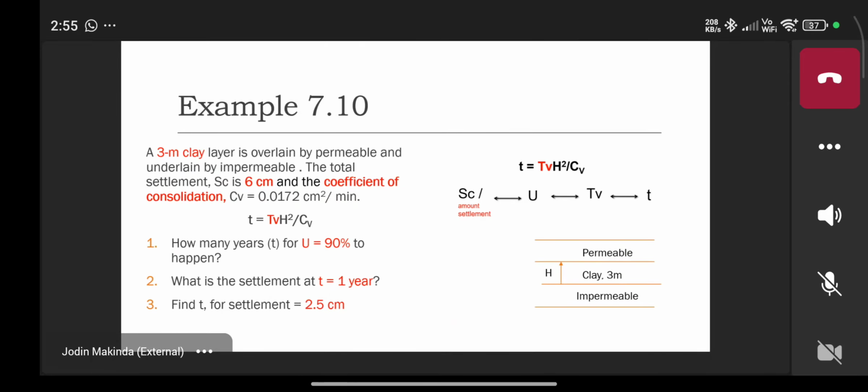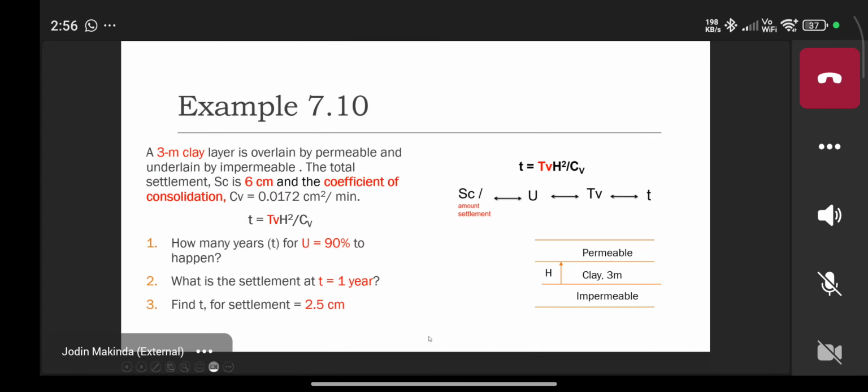Okay. So another example here. Look at the diagram. There is a clay layer, right? The thickness is 3 meter. The top side is permeable. The bottom side is impermeable. So the water can flow only one way. So H, kita pakai 3 meters. Bukan 3 bahagi 2. Kita pakai 3 meters, ya.